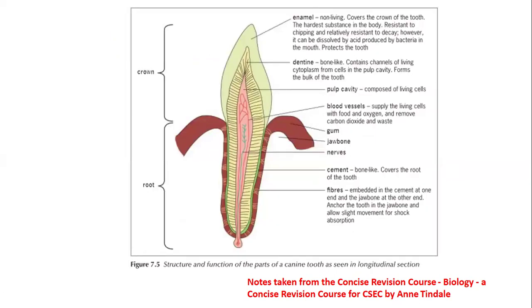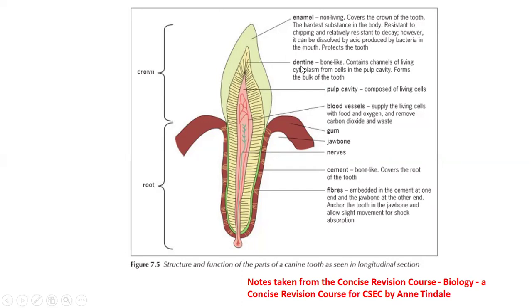Ensure we can label the teeth properly. Ensure we know that the enamel is the hardest substance in the body, right? It's really resistant to decay. However, it can be dissolved by acid produced by bacteria in the mouth, and basically the enamel protects the tooth. That's why we have to brush our teeth, guys. Ensure that we are good. Now that's the outer structure.